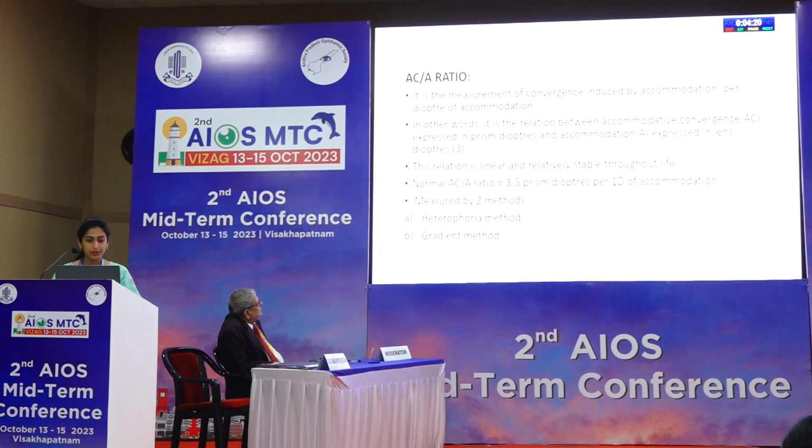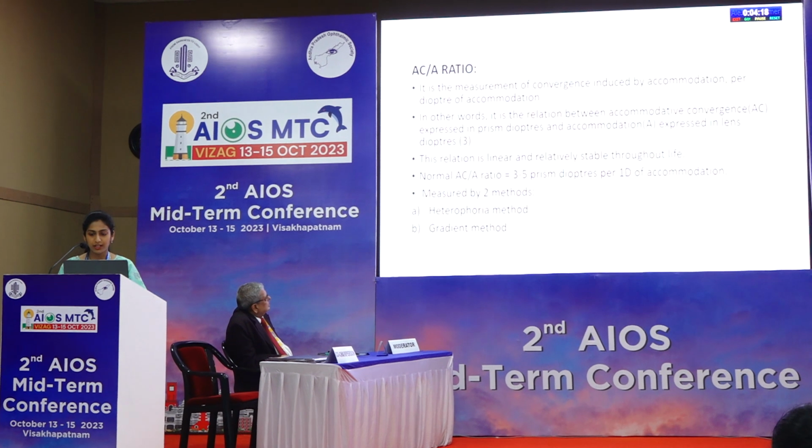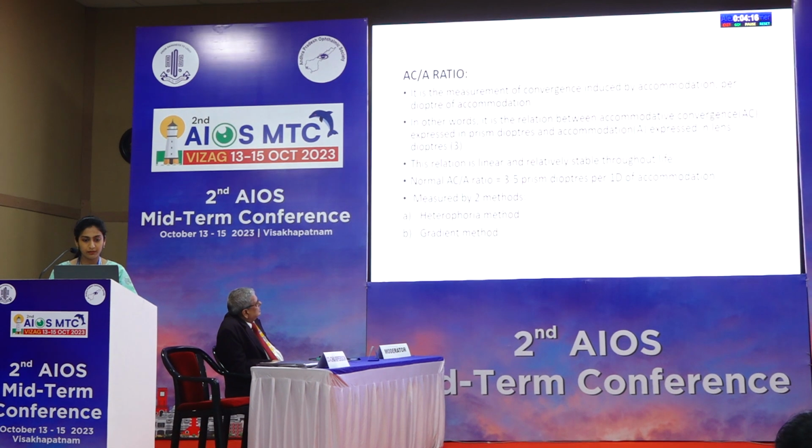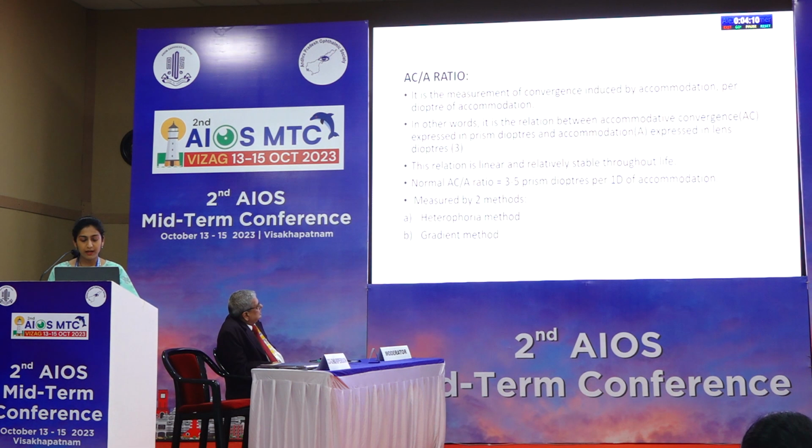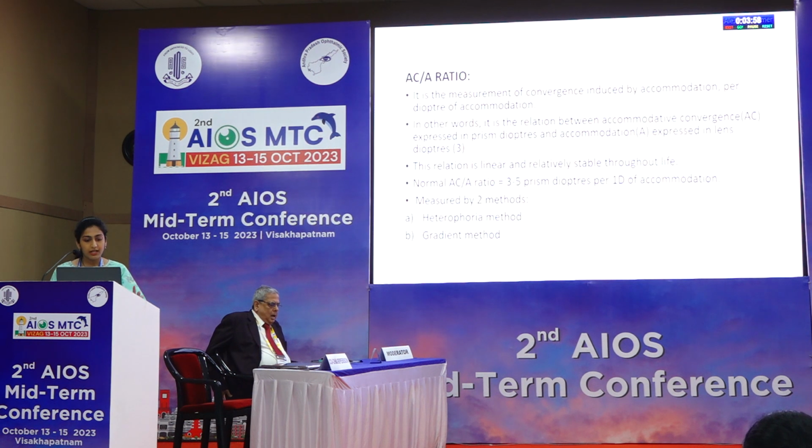AC by A ratio, it is the measurement of convergence induced by accommodation per diopter of accommodation. In other words, it's a relation between accommodative convergence expressed in prism diopters and accommodation expressed in lens diopters. This relation is linear and relatively stable throughout the life. Normal AC by A ratio is about 3 to 5 prism diopters for one diopter of accommodation. It is measured by heterophoric method and gradient method.